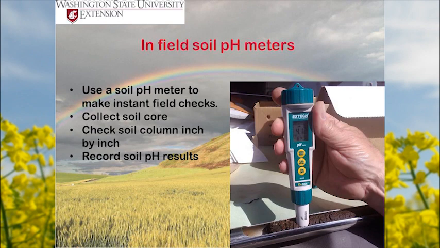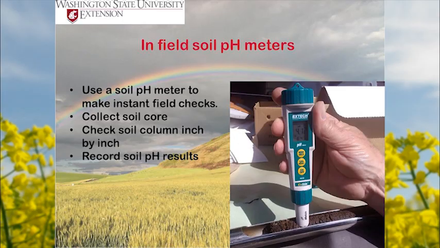So one of the things we're trying to do with extension work is get people to look at some of this, and one of the tools that's out there is a meter like this that we can use to do a pH sample right in the field. We don't get all the other nutrients, but right now we'd like to know where our pH is. So we can use this meter and check instantaneously in the field. We can collect the soil core, and we can touch that soil core all the way down through it, an inch at a time, half inch at a time, where we want to, and get some pH values to see where we're at, see where that acid zone is if we have one.